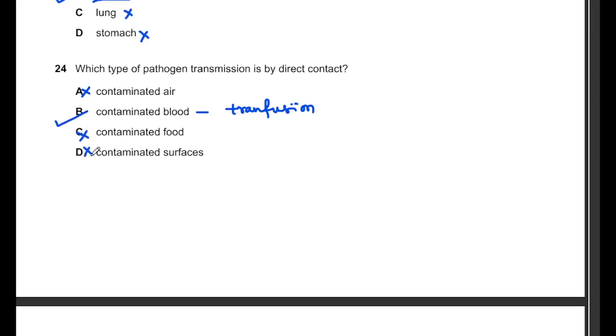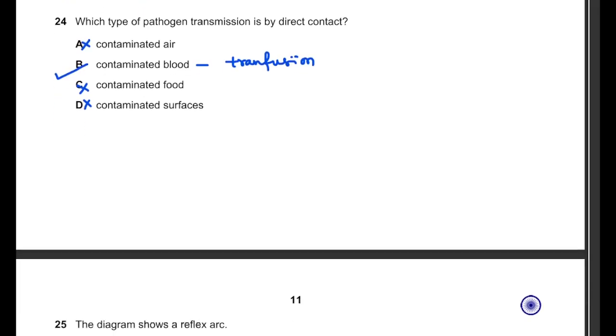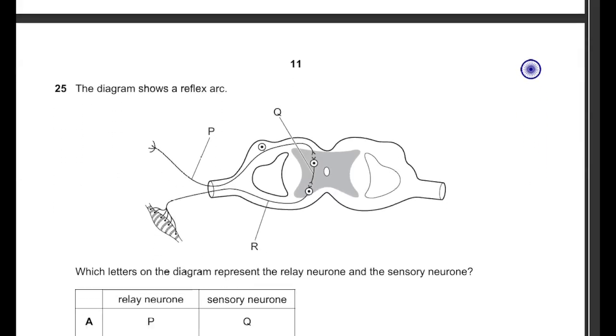So contaminated blood, like syringes, whatever we use in that way, basically causes a disease called HIV also, right? So contaminated blood can transmit the disease directly.